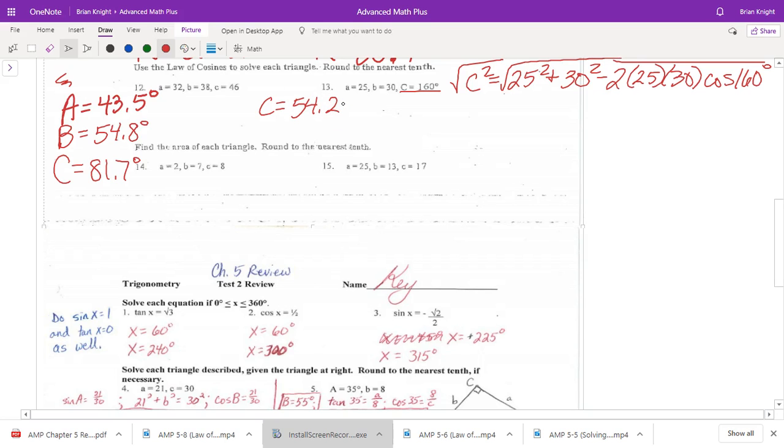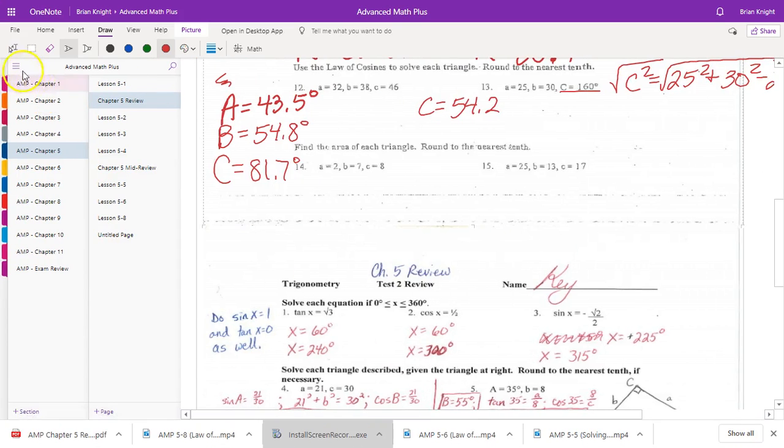Y'all pay attention. We're almost done. Now that we know little c and angle c, I'm fixing to ring the bell, and you will be going to second block. As soon as the bell rings, report to second block.